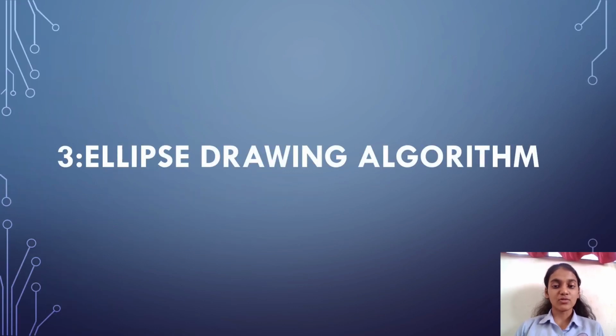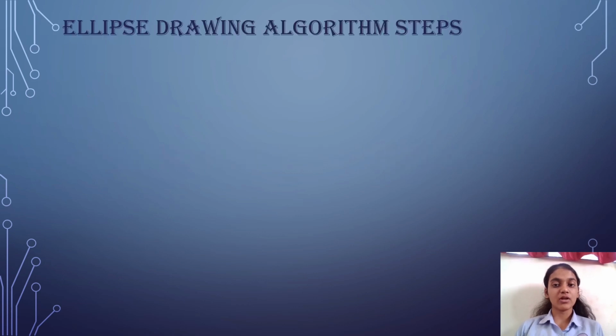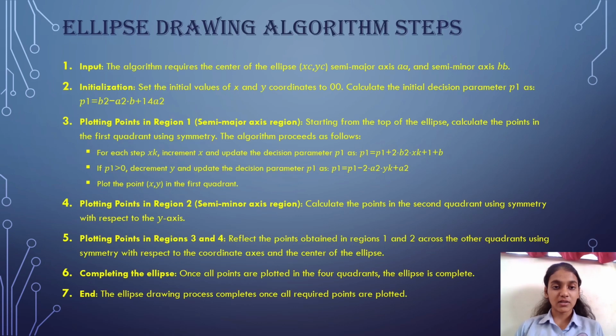Now, ellipse drawing algorithm. Ellipse drawing algorithm steps. The algorithm requires the center of the ellipse xc, yc, semi-major axis a and semi-minor axis b. Initialization. Set the initial values of x and y coordinates to 0. Calculate the initial decision parameter p1 as p1 is equal to b squared minus a squared into b plus 1 by 4 a squared.